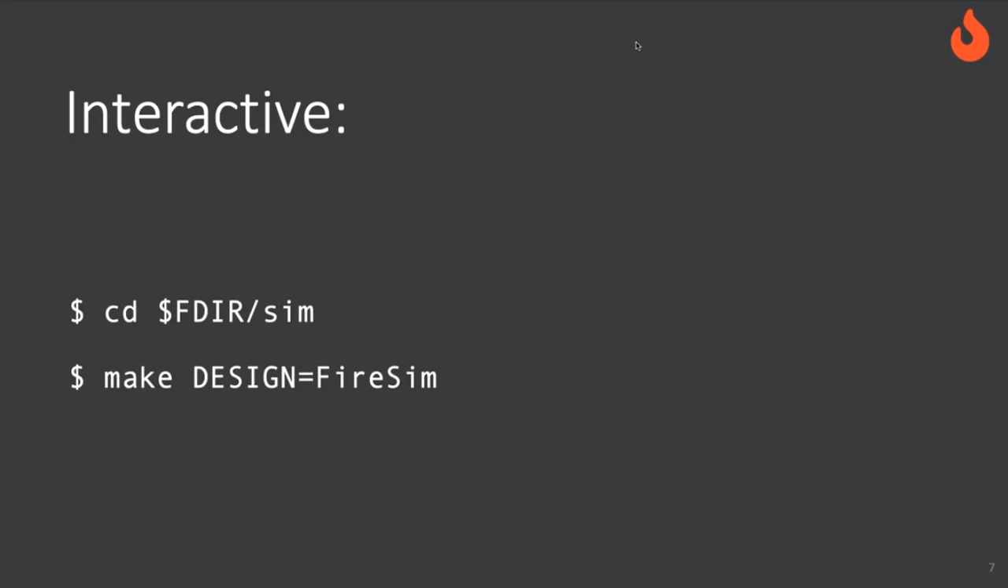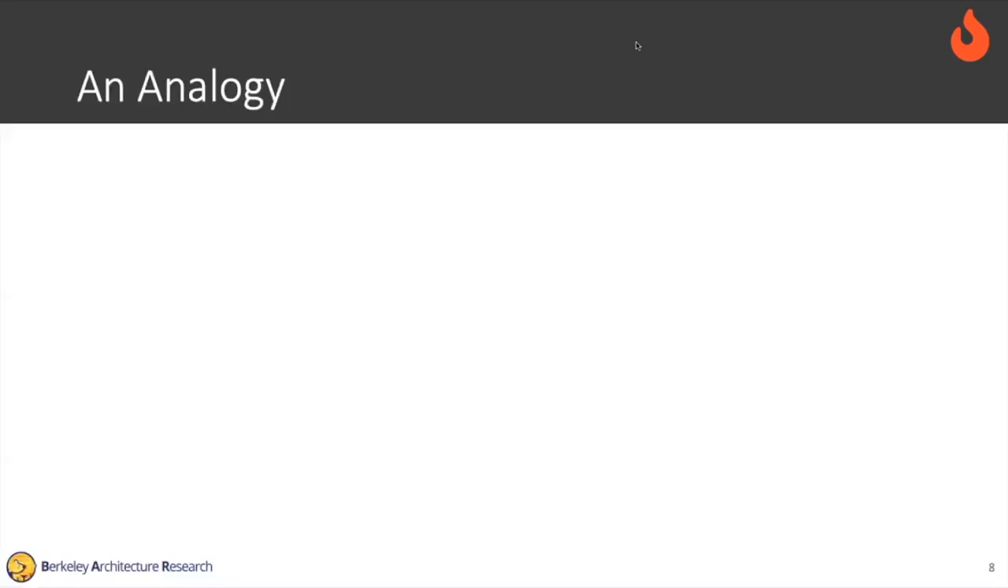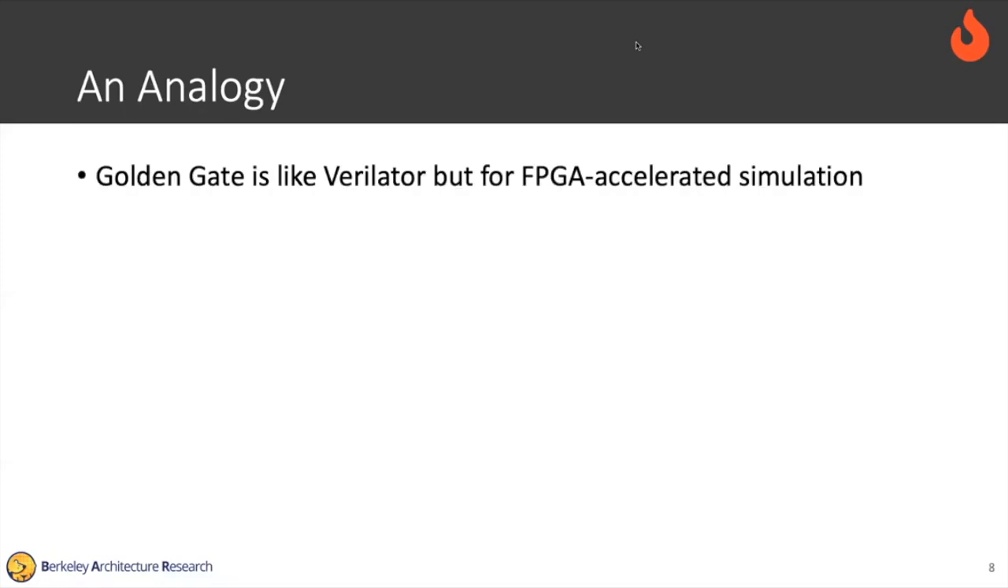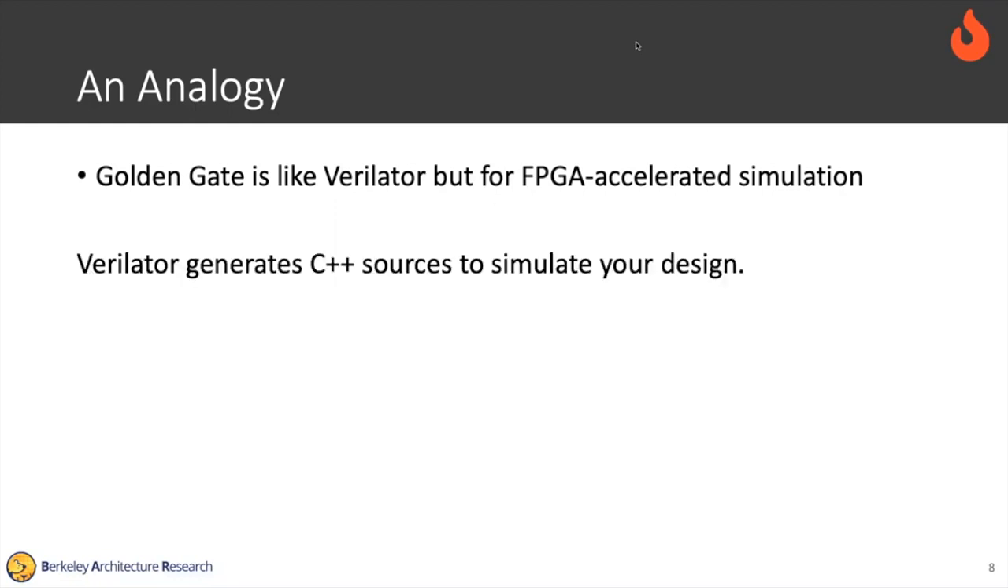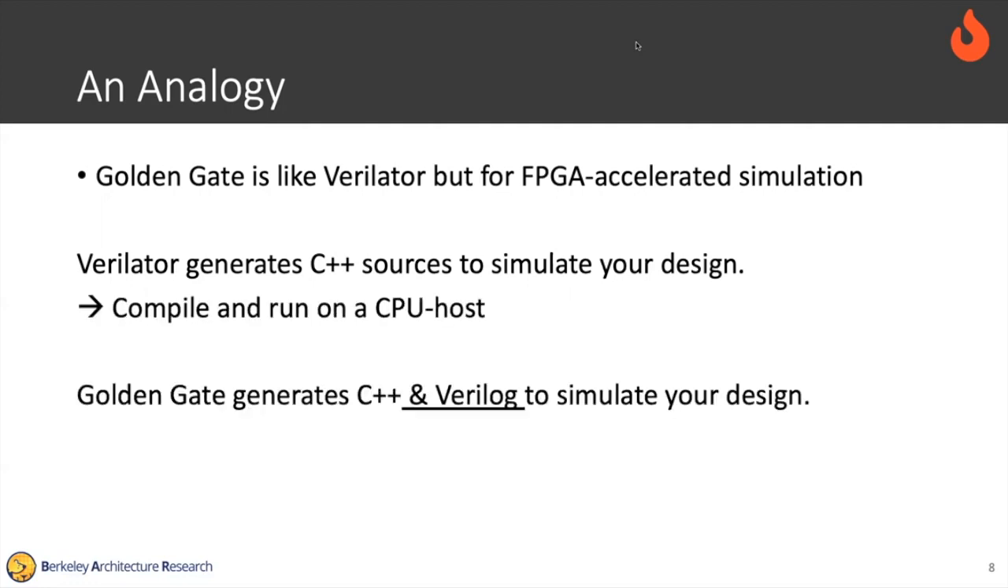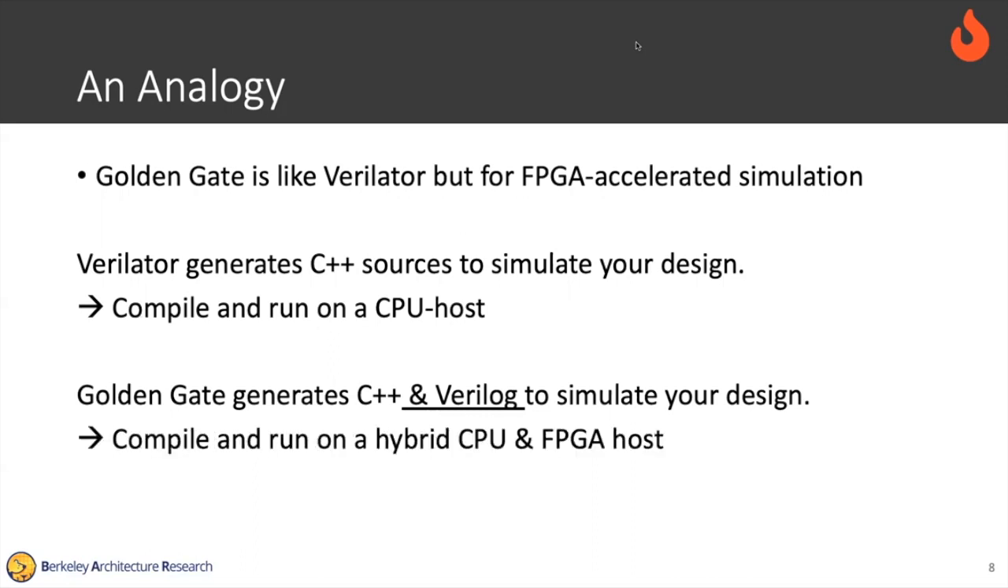So let's go into an analogy and see what was actually run when we type this make command. Golden Gate is like Verilator, but for FPGA accelerated simulation. We talked a little bit about this in the prior presentation. Verilator generates C++ sources for your RTL, so it's going to compile it and run it on a CPU host. Golden Gate is similar, but it's doing two things. It's compiling C++ sources, and it's also generating Verilog that's going to be passed to something like Vivado, so that these two things can talk to each other: the FPGA bitstream that's running on the FPGA, and the host driver. So it compiles and runs on a hybrid CPU-FPGA host.